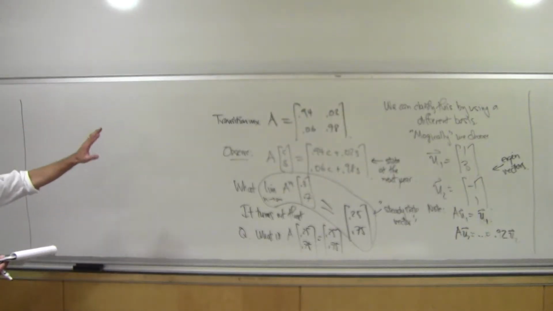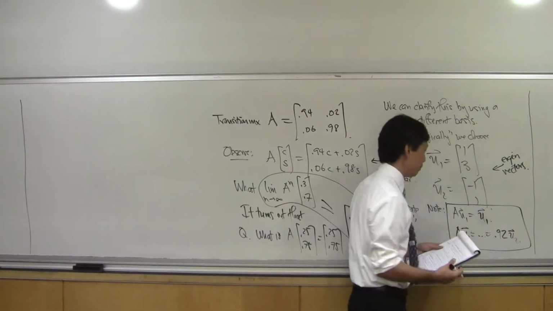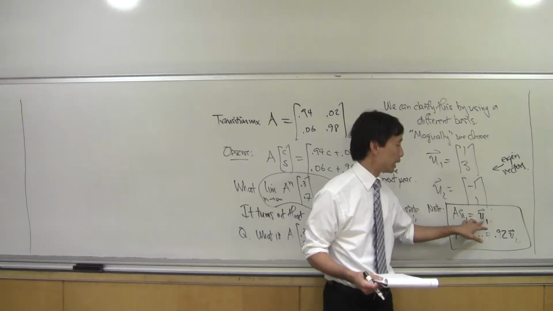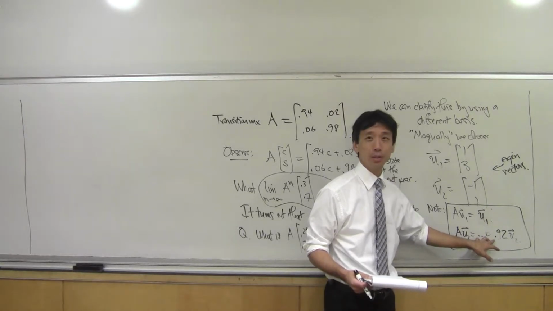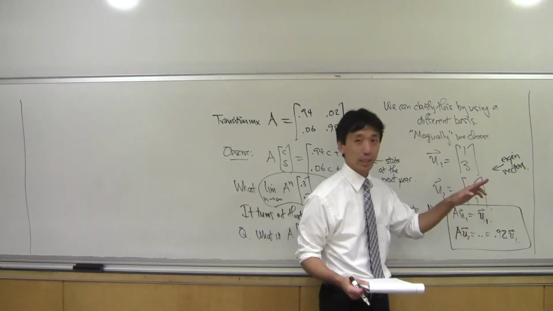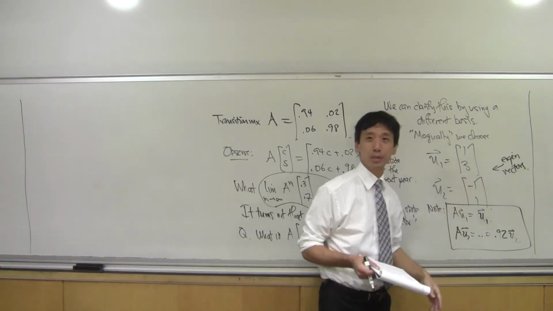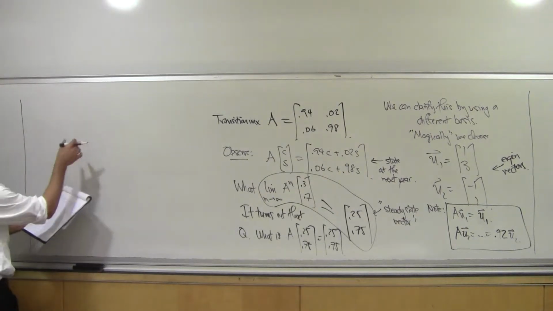Okay. So we choose these two vectors, and they've got the great property that when you multiply them by the transition matrix, they don't change direction. This guy just gets multiplied by 1. This guy gets multiplied by 0.92. So they basically get stretched or compressed. Okay. So here's the key.